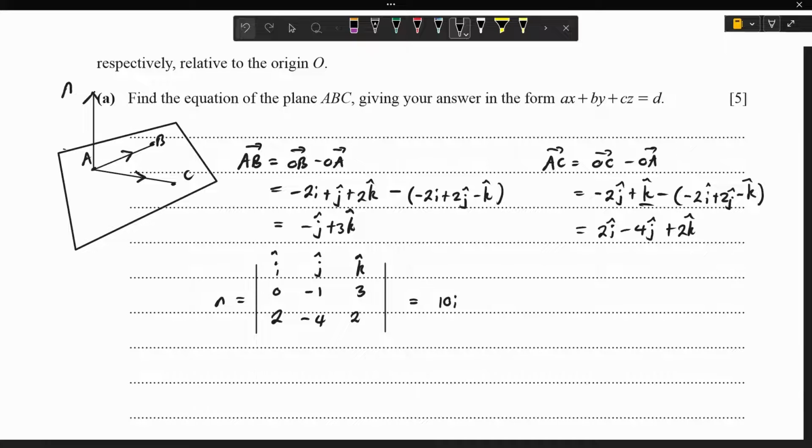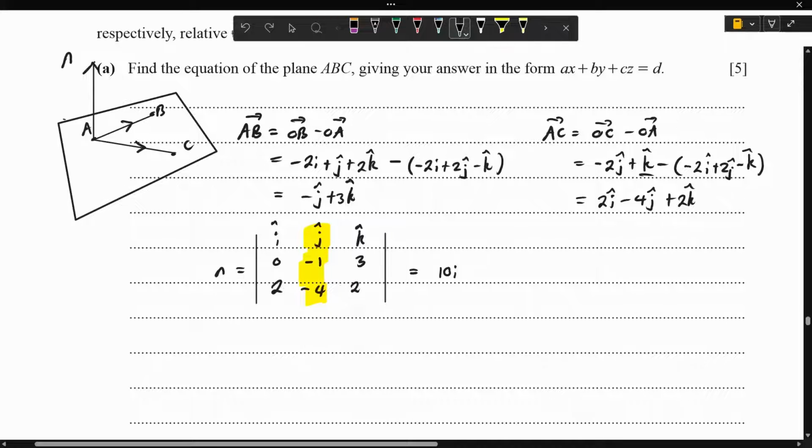All right. And then we will close out this middle one, and it will be minus of 0 minus 6. So it's minus 6, and we'll put a minus on it. Remember, it's plus minus plus. So it will eventually come out as 6. So 6j here. Next, we will close out these, and we will do 0 minus minus 2. So we just get 2 from this. So that's plus 2k. So that's what we're getting here to be the normal to the plane.